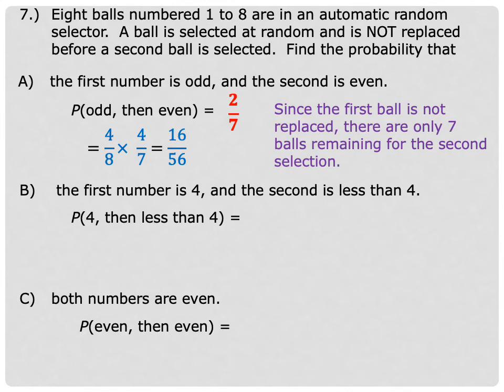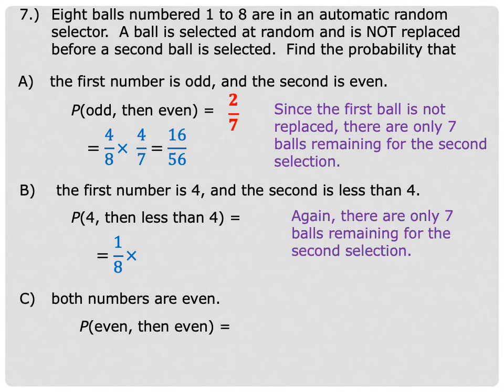All right, so the probability that the first number is 4 and the second number is less than 4. The probability that the first number is 4 is going to be 1 out of 8 balls. Again, there are only 7 balls remaining for your second selection. So you could have 3 that are less than 4 out of your 7 balls total. So you would end up with 3 out of 56 for your probability.